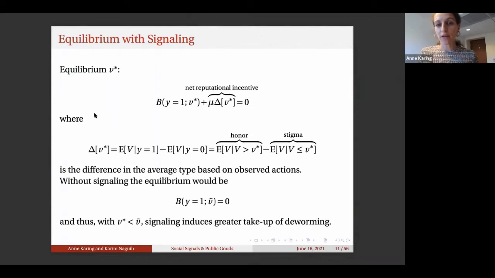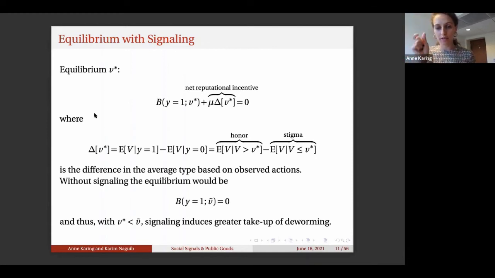When thinking about what is happening in equilibrium, equilibrium in this context is pinned down by a cutoff type, which is a person who's just indifferent between taking up deworming treatment or not, and then the reputational return. What you see on top here is basically an implicit function. We're solving for a fixed point, and there are two components: the first is the private benefit and the second is the net reputational incentive. Anyone who is a higher type than that cutoff type would take up deworming treatment, and anyone of a lower pro-social type would decide not to take it up.